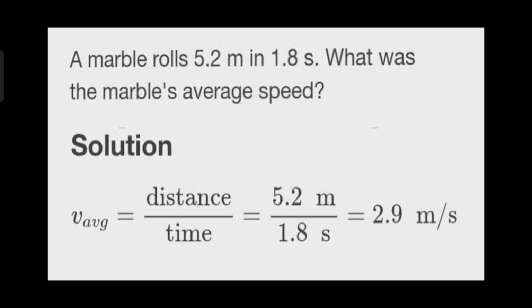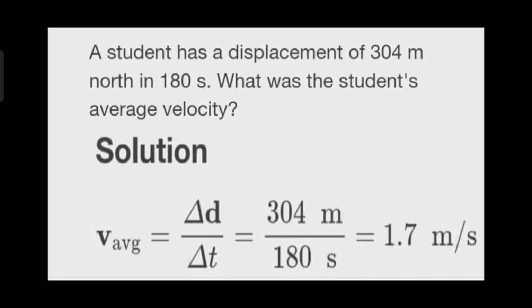Next is the sample problem in velocity. A student has a displacement of 304 meters north in 180 seconds. What was the student's average velocity? This is the formula: delta D over delta T. Now let's substitute: 304 meters over 180 seconds is equal to 1.7 meters per second.